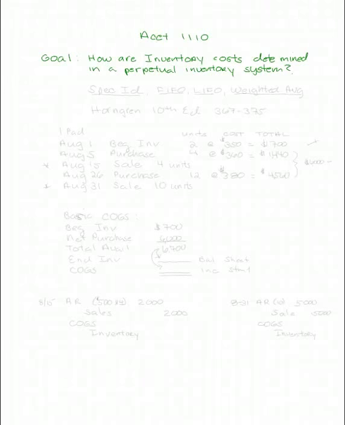Hello, welcome to my pencast, Accounting 1110, where my goal is to determine how inventory costs are calculated in a perpetual inventory system. I'm going to demonstrate for you in the course of the next few pencasts calculating inventory costs under 4 methods. Specific ID, I abbreviated a little, FIFO, first in, first out, LIFO, last in, first out, and then it's called weighted average.